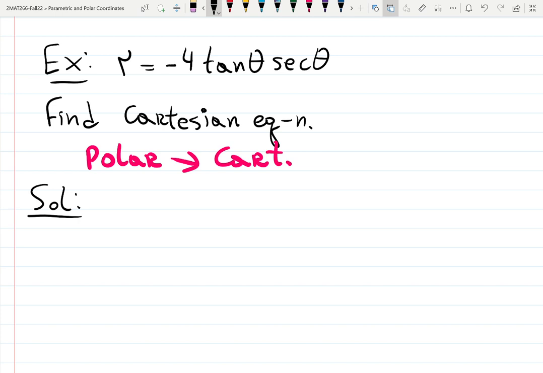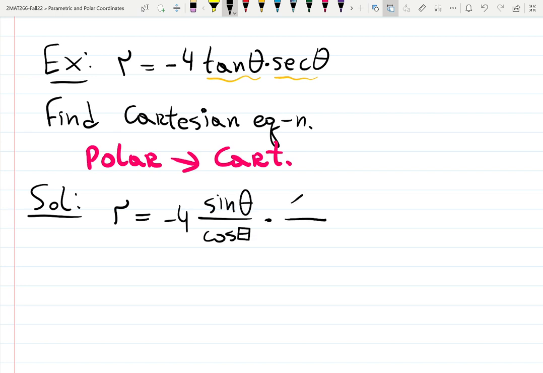So my first recommendation: when you see weird functions, tangent, secant, cosecant, cotangent, write down the definitions. Sometimes they just cancel out. Maybe we're overthinking. r equals -4. Tangent is sine over cosine. Secant is 1 over either sine or cosine. Which one? Cosine. So it's always the other way.